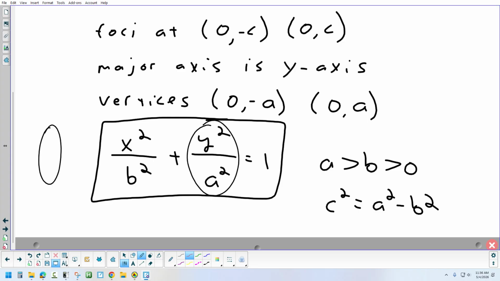And the connection between A, B, and C: C squared equals A squared minus B squared. Okay, make sure you get that idea in your head. C squared equals A squared minus B squared. That is only for an ellipse. Tomorrow, it's going to be C squared equals A squared plus B squared. That's a hyperbola. So you just have to keep them straight.